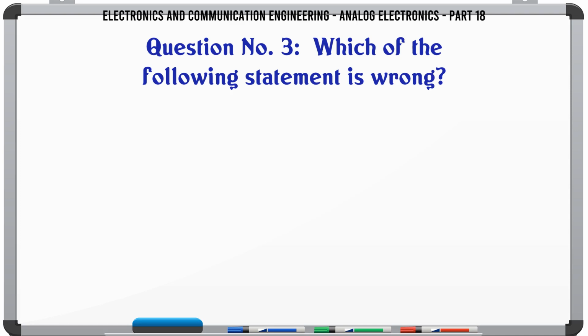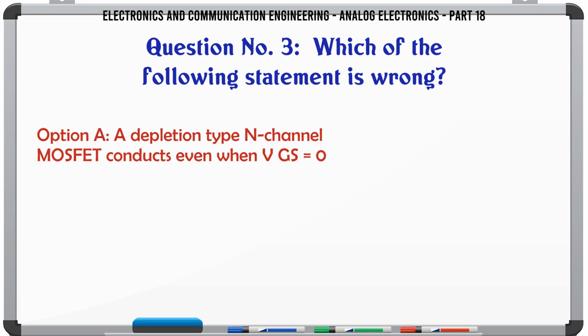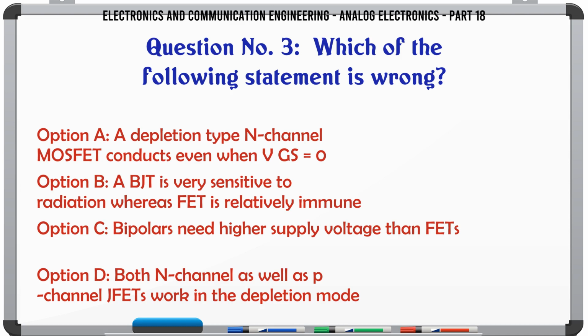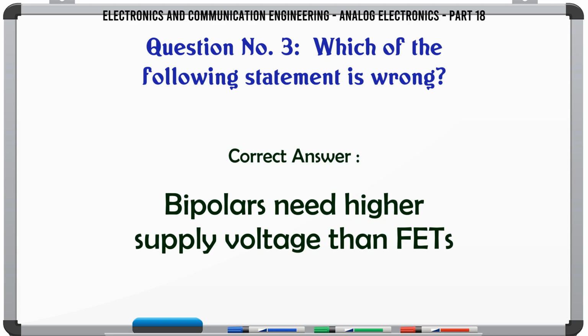Which of the following statements is wrong? A. A depletion type N-channel MOSFET conducts even when VGS = 0. B. A BJT is very sensitive to radiation whereas FET is relatively immune. C. Bipolars need higher supply voltage than FETs. D. Both N-channel as well as P-channel JFETs work in the depletion mode. The correct answer is bipolars need higher supply voltage than FETs.